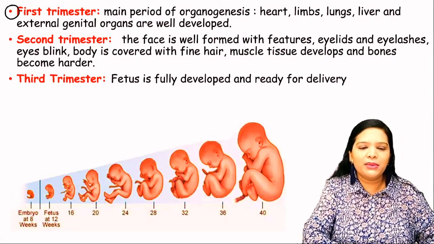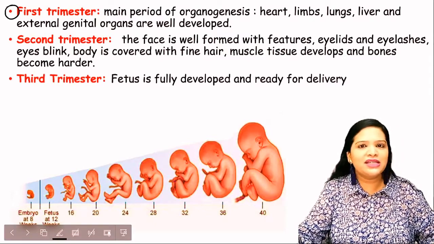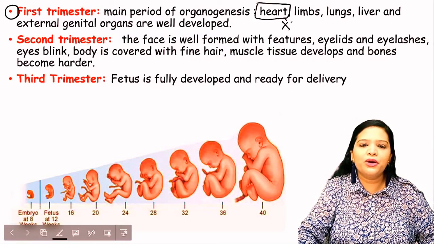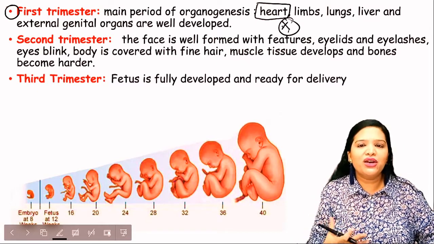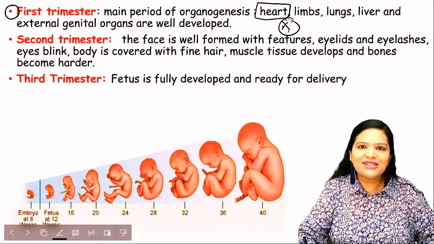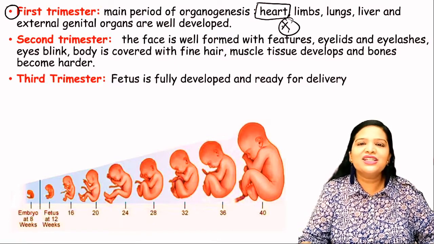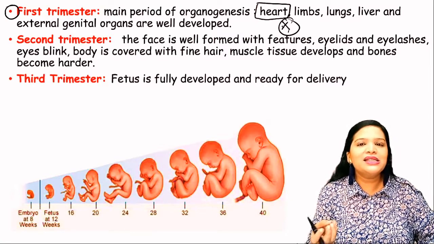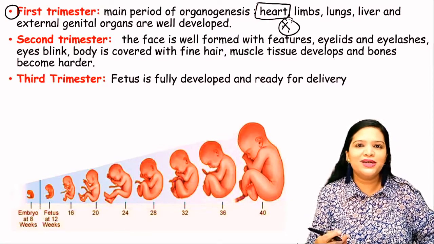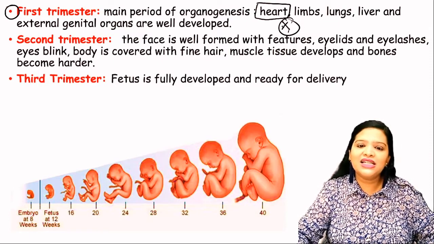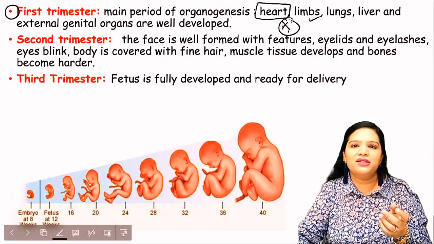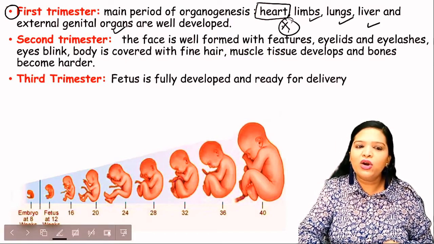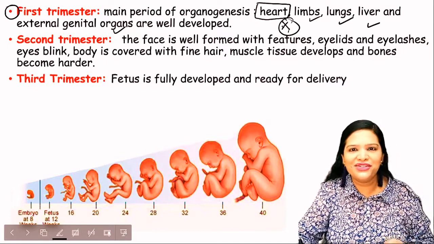In the first trimester, you know which organ develops first in a baby? The first organ that develops is the heart. This is very important. So the heart is the first organ to develop. Okay. So the first trimester is the main period of organogenesis, where important organs slowly develop. That means in the first 1 to 3 months. Okay. So structures like heart, limbs, means extremities, hands, toes like this develop. Lungs, liver, genital organs, gonads, all these develop in the first trimester.